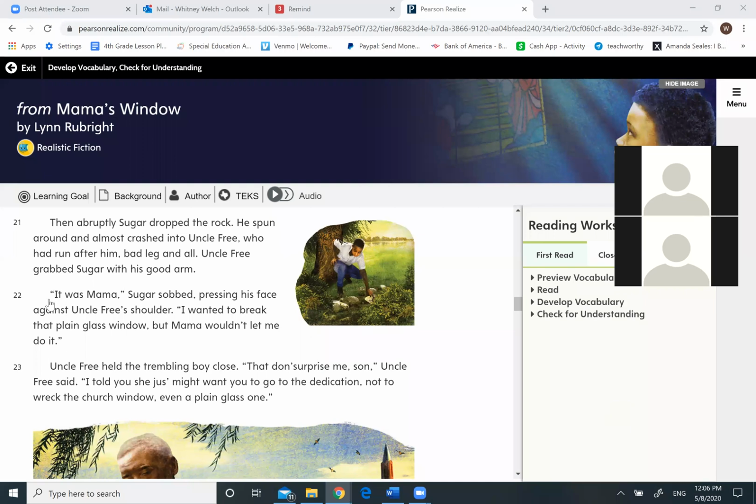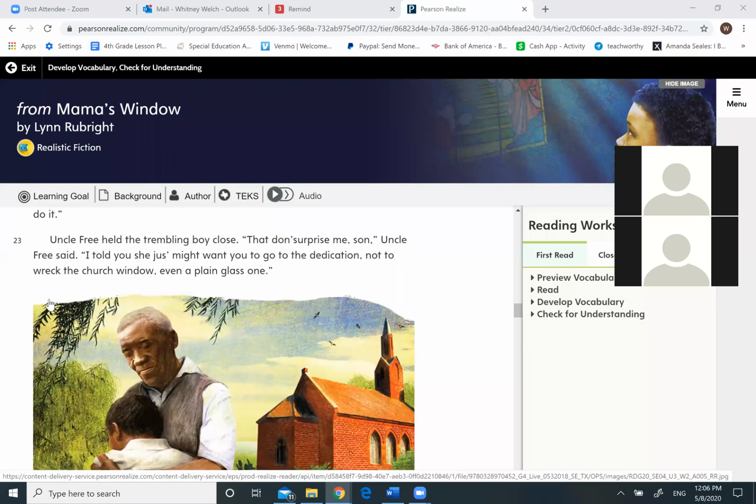Uncle Free held the trembling boy close. "That don't surprise me, son," Uncle Free said. "I told you she just might want you to go to the dedication, not to wreck the church, even a plain glass one."